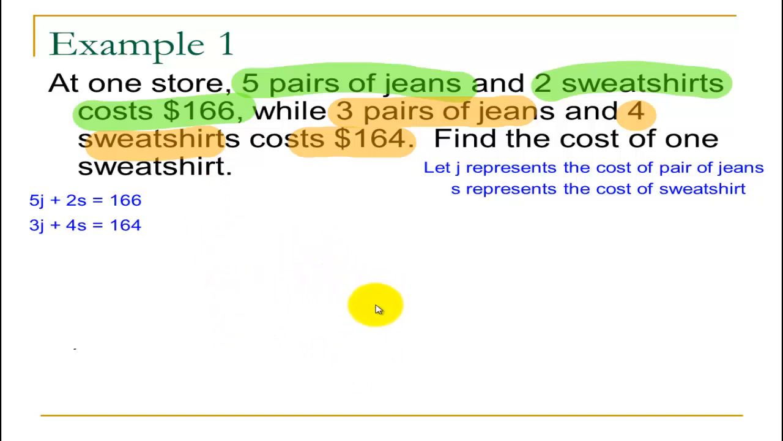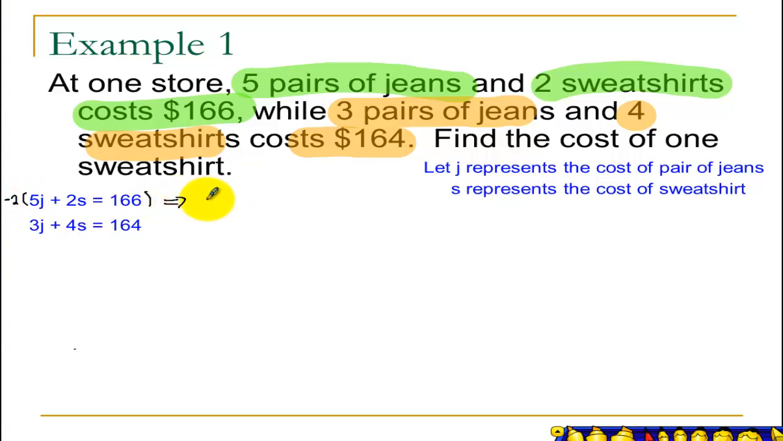Now in this question, we just need to find the value of S, which is the cost of a sweatshirt. Now we can either use elimination or substitution to solve this system. Right now, I'm going to use elimination. I notice that I have 2S and 4S. If I can make this equal to negative 4S, and if we add the two equations, the variable S will be eliminated. So let's make this equal to negative 4S. So I'm going to multiply the first equation by negative 2.